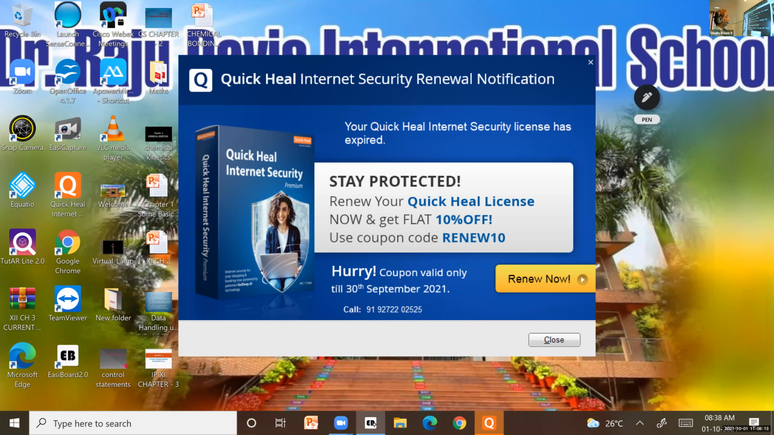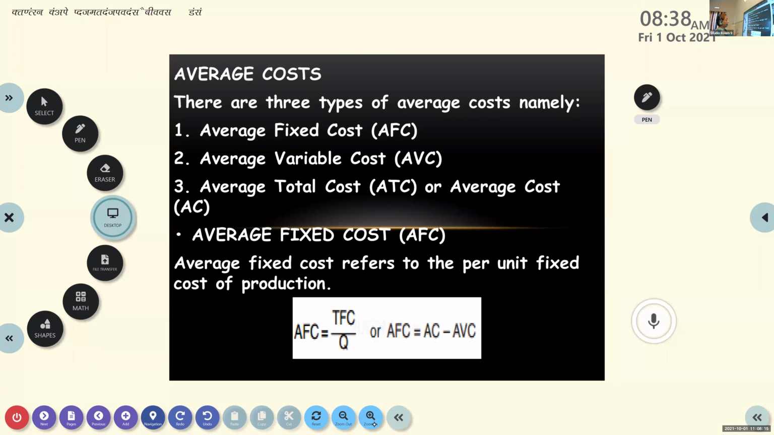What are the three types of cost related to average? What are those, Kevin? Ma'am, can you repeat the question? What are the types of average cost? Ma'am, average fixed cost, average variable cost, and average total cost.